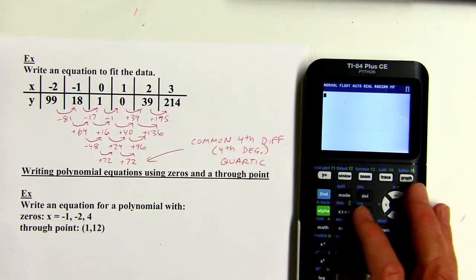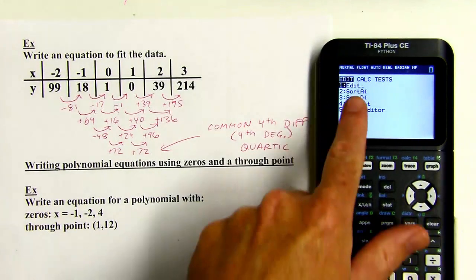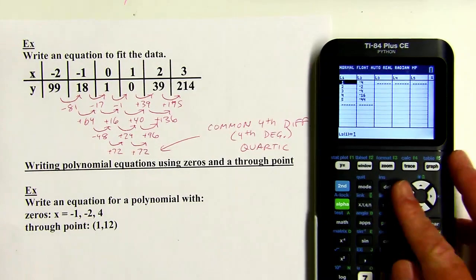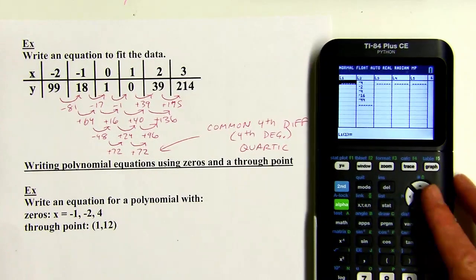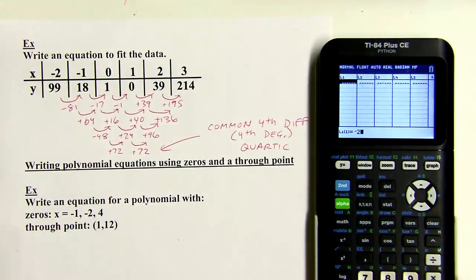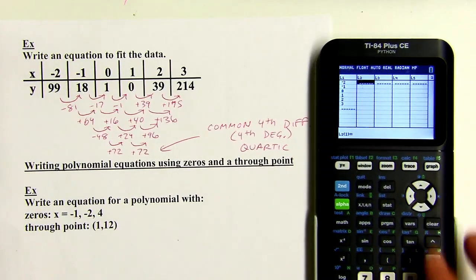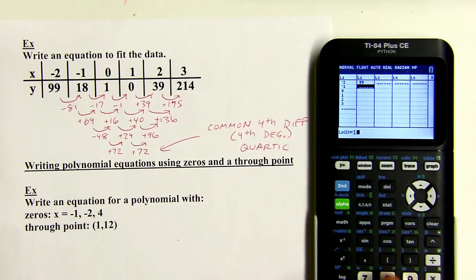Okay, and now just like on the previous page, I'm going to go to the stat menu to input. I'll hit edit, and then I'm going to clear out the lists I already have there, and I'm going to put in -2, -1, 0, 1, 2, 3 for my x's, for my y's.